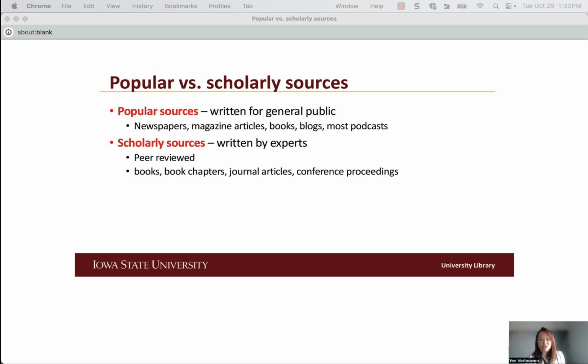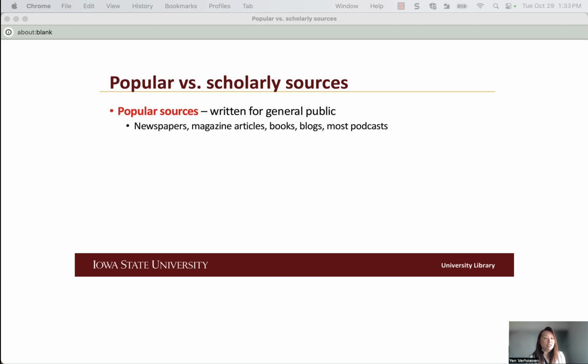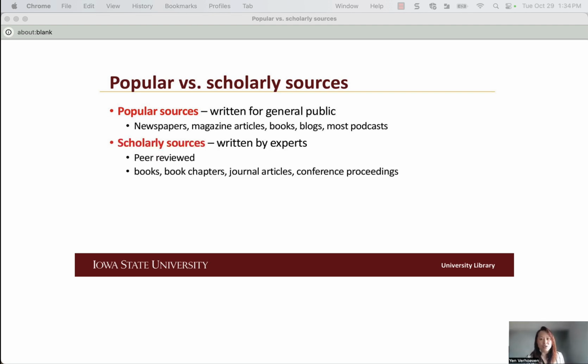Okay, so we talked about primary sources, now popular sources. Now we're going into another dichotomy, right? Popular sources are written for the general public. Those include newspapers, magazines, articles, books, blogs, and more, okay? So most primary sources tend to be popular sources of information, not always, because some primary sources are also scholarly sources, if they're research papers, written by experts. These are peer-reviewed, like books, book chapters, journal articles, and conference proceedings. Not all scholarly information is peer-reviewed, but all peer-reviewed information is scholarly.